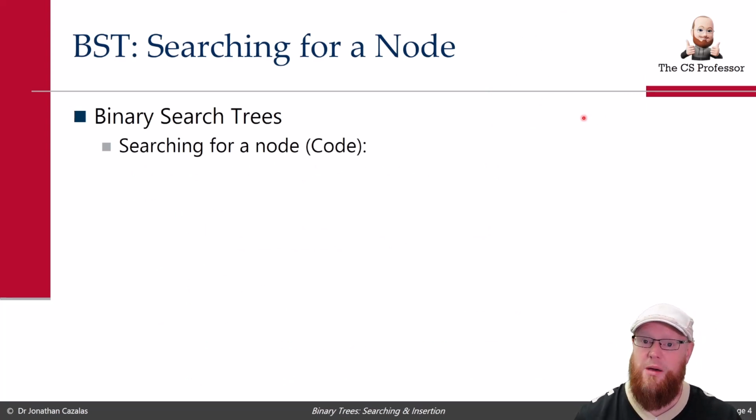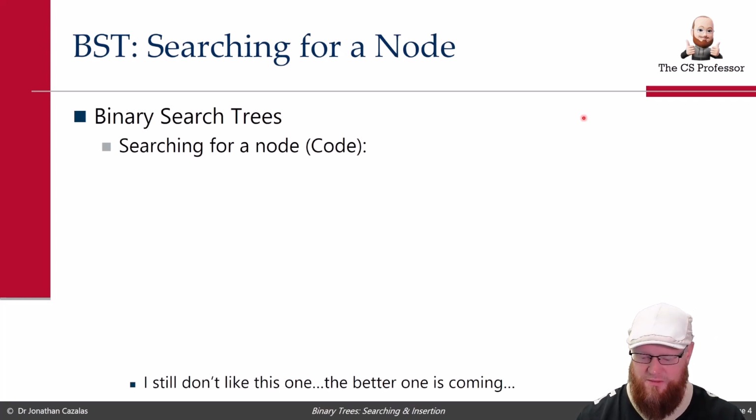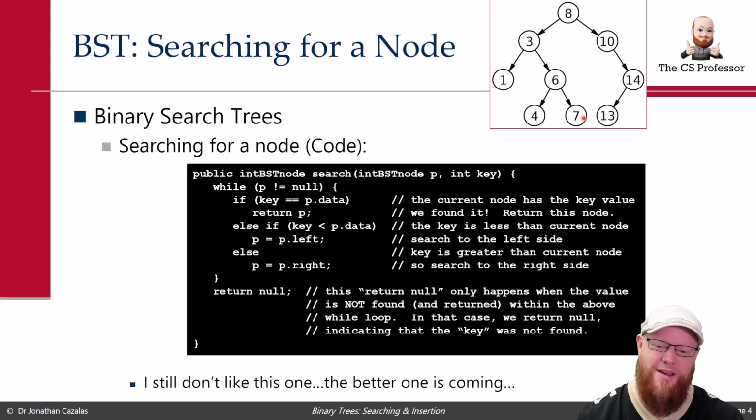Let's take a look at the code. I'm going to show you 2 examples of the code. One iterative, one recursive. Neither's better than the other. You might have a preference. I have a preference, but let's look at both of them. I say here at the bottom, I don't like this one. The better one's coming. They're both good.